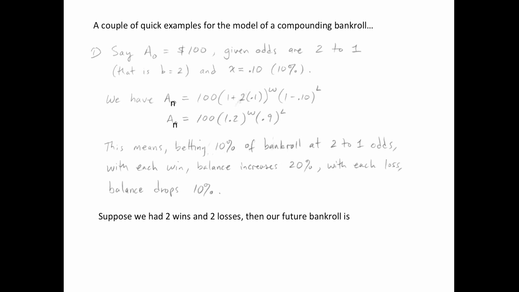Suppose we had, as a specific example, 2 wins and 2 losses. What happens to the future bankroll? So 2 wins, I'm going to do 1.2 to the power 2 and 0.9 to the power 2. So we end up with a balance after 4 bets of $116.64. That's about a 17% return on that investment. Pretty good. We were betting 2 to 1, so it's not likely that you would win 2 and lose 2 if the odds really were 2 to 1. But there it is. That's a particular example of the compounding bankroll.